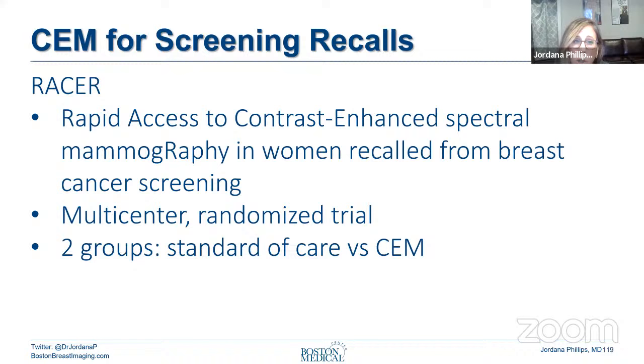There's a great trial called the RACER trial, Rapid Access to Contrast Enhanced Spectral Mammography in Women Recalled from Breast Cancer Screening. This trial is randomizing patients to standard of care, which is mammography and ultrasound, versus CEM. And they're going to look at what the different performance is in terms of cancer detection, follow-ups, biopsies, et cetera, missed cancers. The results of this trial are going to be really great to help us figure out, is contrast mammo better? Maybe it has a slightly better cancer detection rate, but maybe there are other challenges that we need to be mindful of.